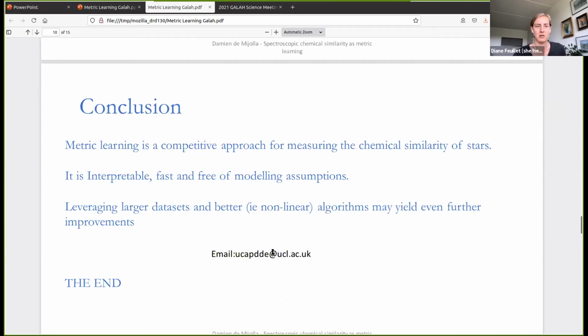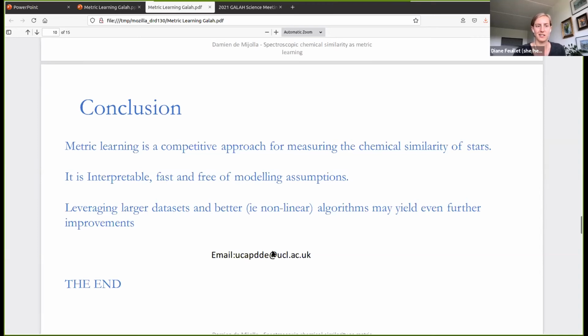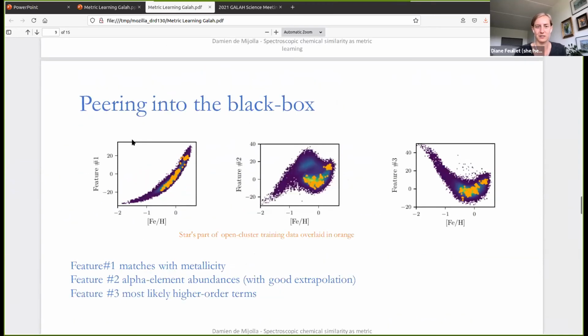I guess, not knowing much about this metric learning and approaches like it, how do you determine what these different features, your features 1, 2, and 3, are correlating with? Do you just plot them with the known parameters and see what looks like it correlates?